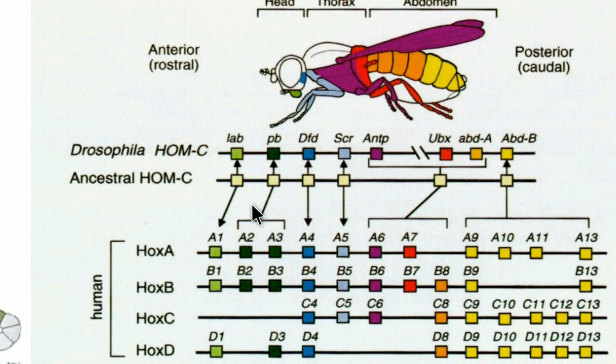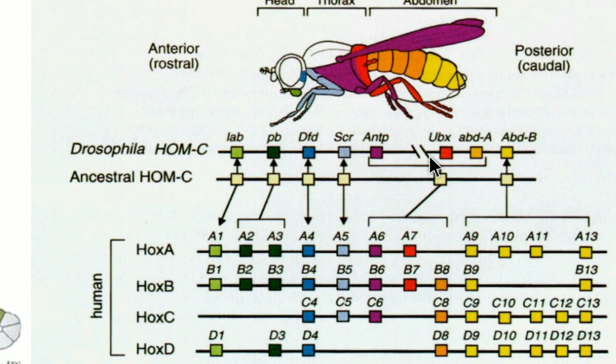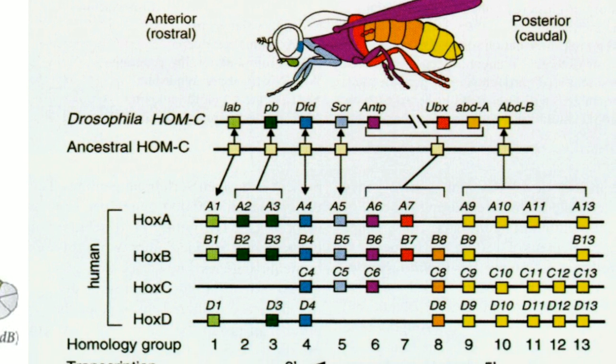Now when you observe this, it has been corresponded with the ancestral HOM-C, which in turn has been corresponded with the human Hox A, B, C, D genes. Now when you compare this, even the Drosophila homeotic genes are the Hox genes here.